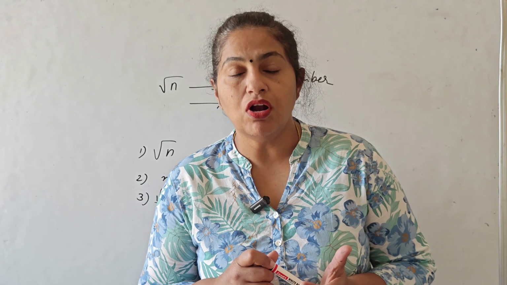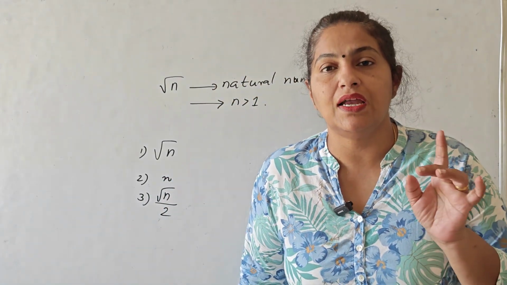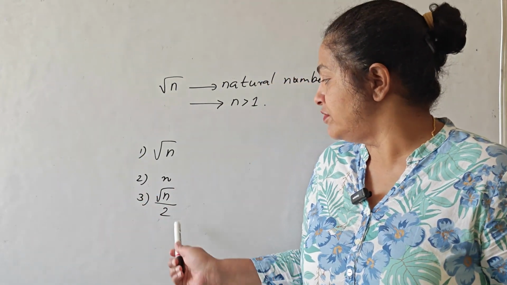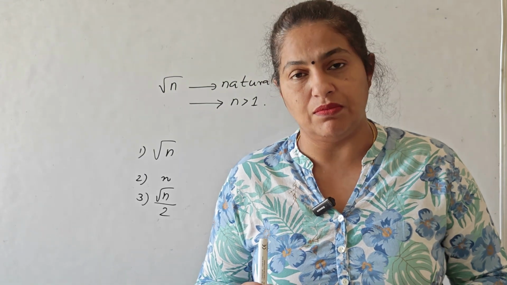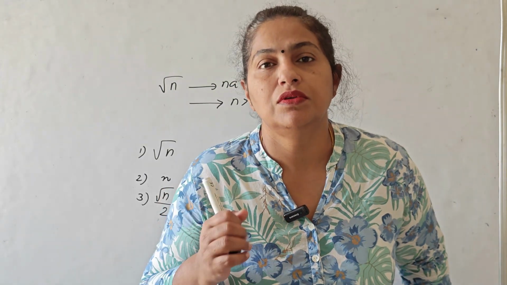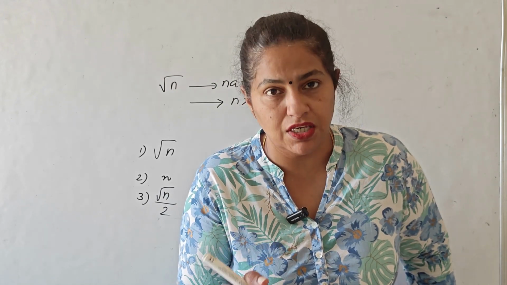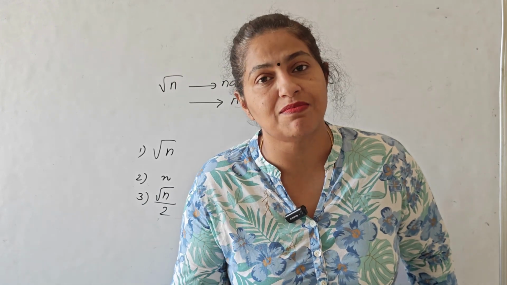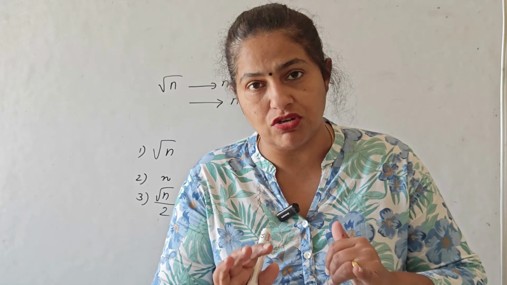Now, let us solve the second question. It is given that root of n is a natural number and the value of n is greater than 1. We need to see how many of these are or can be expressed as the product of prime numbers. Fine. Now, in order to express any number as a product of primes, we need to have that number as a natural number. Only natural numbers can be expressed as the product of primes. So that is our first concept that we need to remember.